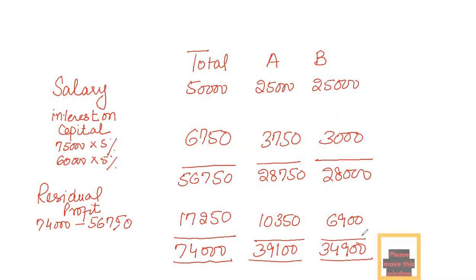Now each partner is assessable on their respective profit share. If they have another source of income, then we have to calculate it normally as per the non-savings, savings, and dividend rules.